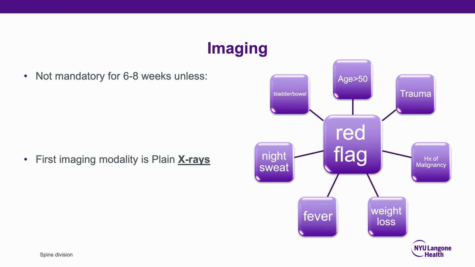When we talk about imaging, imaging is usually not mandatory for 6 to 8 weeks unless there are red flags involved. Red flags usually refer to findings in the history that correspond to trauma, fractures, infection, or malignancy. We talk about bladder and bowel incontinence, age, sometimes it says over 50, sometimes over 65, any trauma, any history of malignancy, weight loss, fever, constitutional symptoms, or of course IVDU. The first imaging modality for low back pain is an X-ray and not advanced imaging.